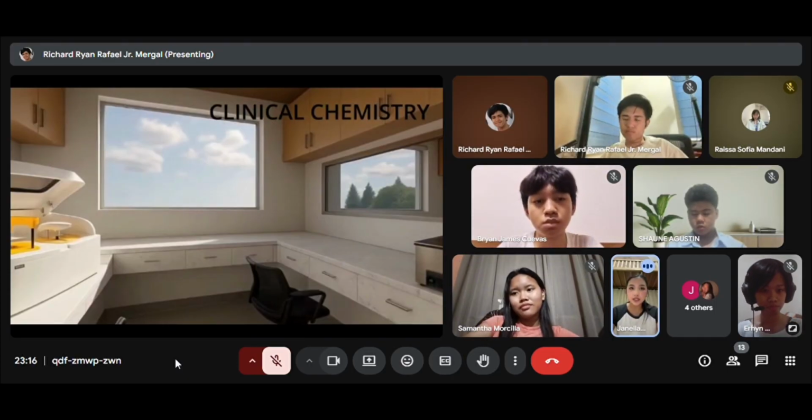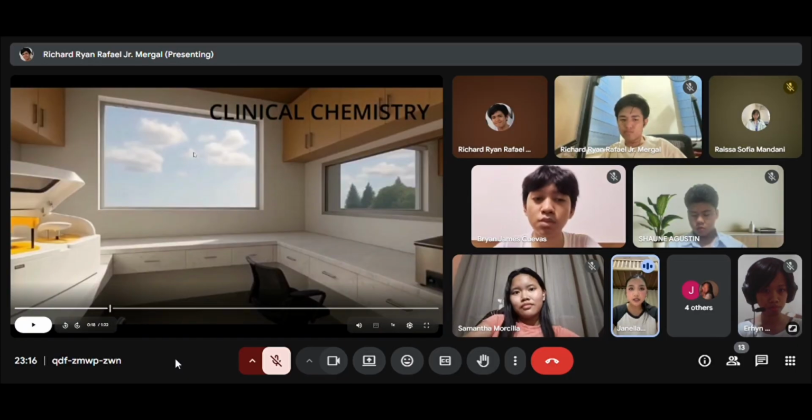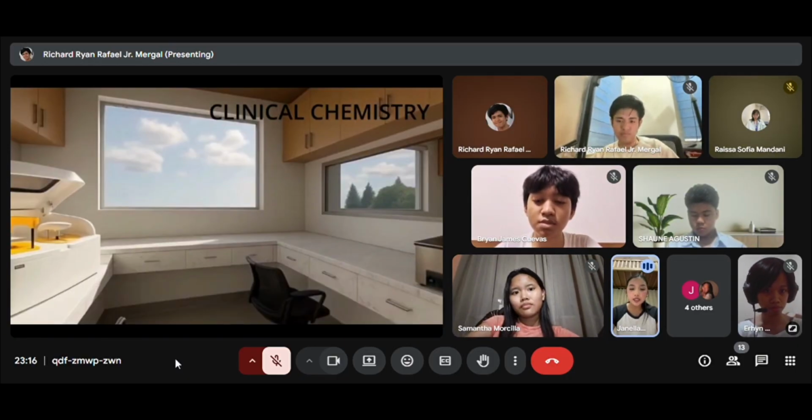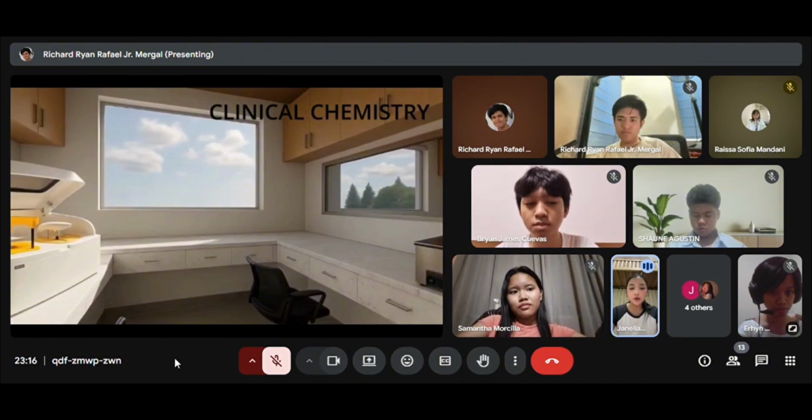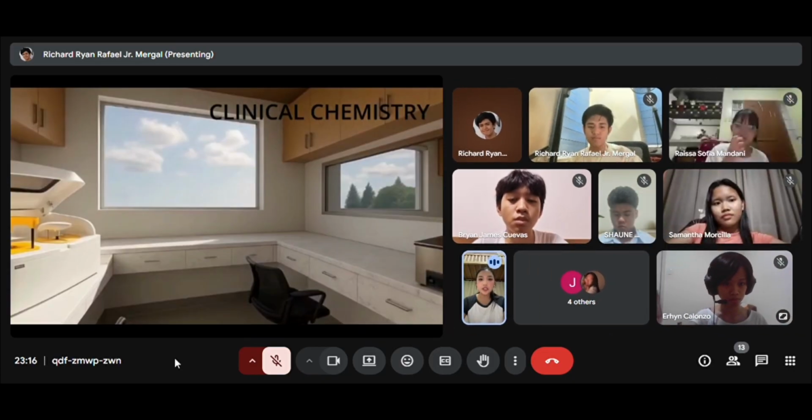and lipase. So for our standard operating procedure, the pre-analytical phase is where specimens are collected, labeled, and processed. For the analytical phase, where the actual testing is done in here, instrument calibration and quality control are performed. Lastly, the post-analytical phase involves result review, reporting, and proper documentation.